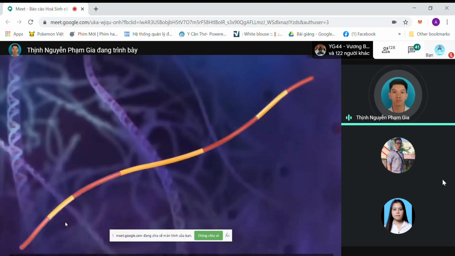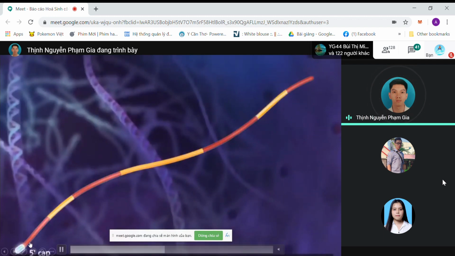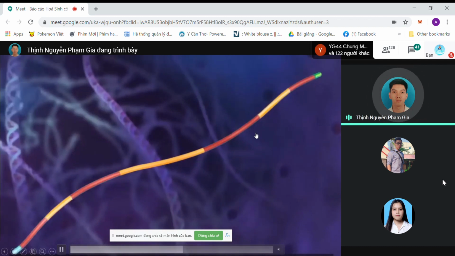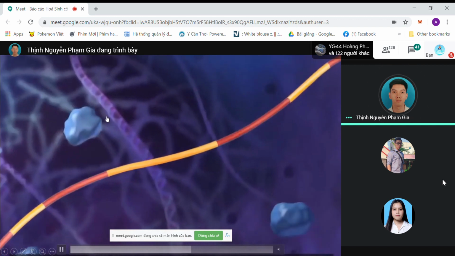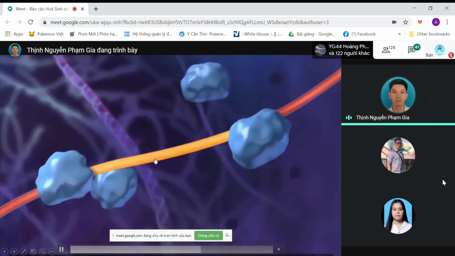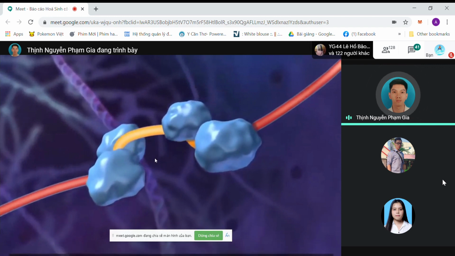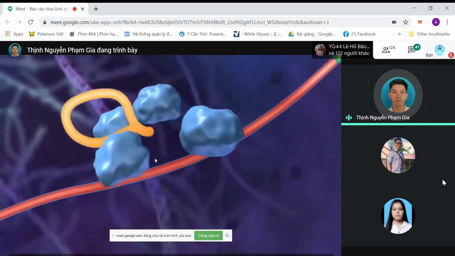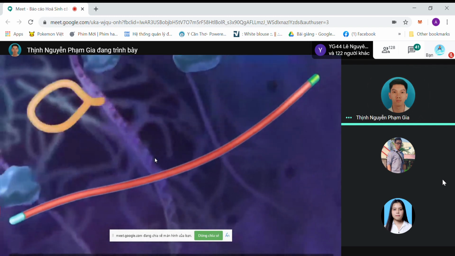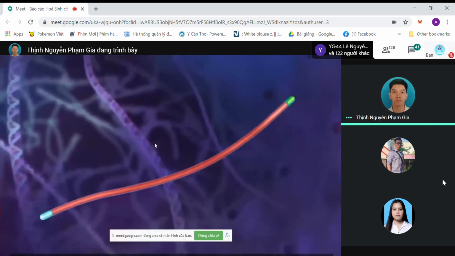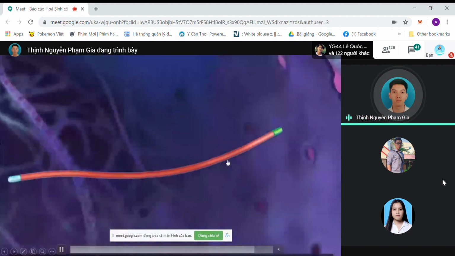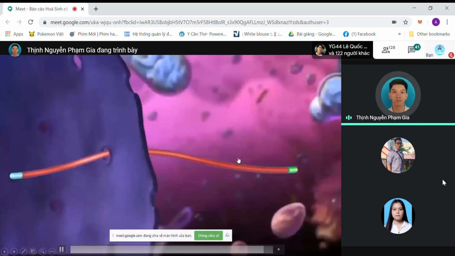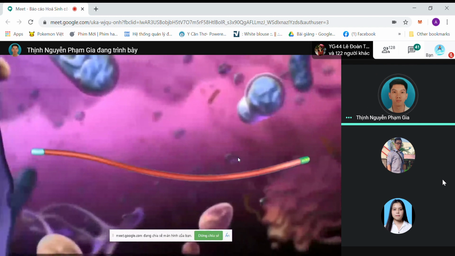The mRNA will be added a 5' cap at the beginning and a 3' poly-A tail at the end. Then the spliceosome will remove introns, and exons are stuck back together to make the mature mRNA that leaves the nucleus, enters the cytoplasm, and translation begins. You can see the cap and the tail are protecting the mRNA when it goes through the nuclear pore.